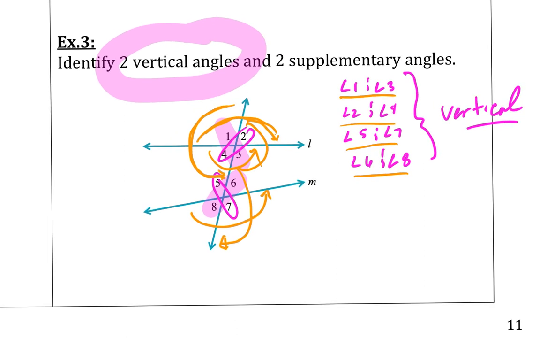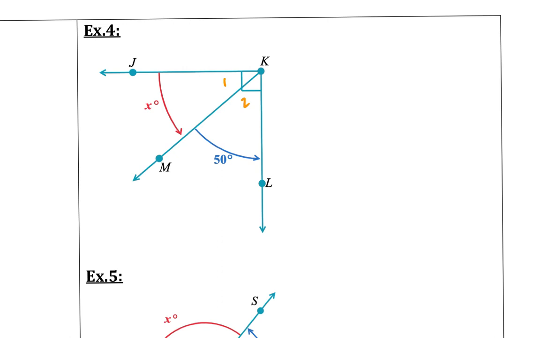Okay, let's move on to the next one. It's the next page. This one should be simple. All you have to do is set it up that the measure of angle 1 plus the measure of angle 2 equals 90 degrees. Then substituting, that means x plus 50 equals 90. Subtract 50 from both sides, and you get that x equals 40, which means the measure of angle 1, or angle JKM, is 40 degrees. There you go.